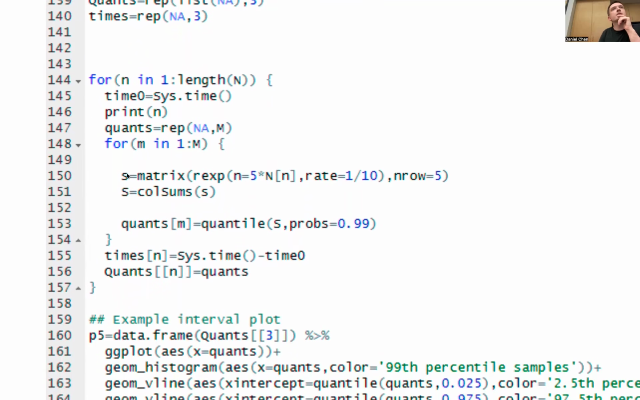I'm getting my arrival times. I'm getting the sum of them. And then I'm saying, well, the nth experiment here, I'm taking the 99th quantile, and I'm basically saving that. I'm also saving the time at the start of the iteration, and then I'm saving the end time of the iteration. I'm subtracting the reference time up here. So that's how long it took to run this experiment. And then I'm also saving the quantiles that I sampled.